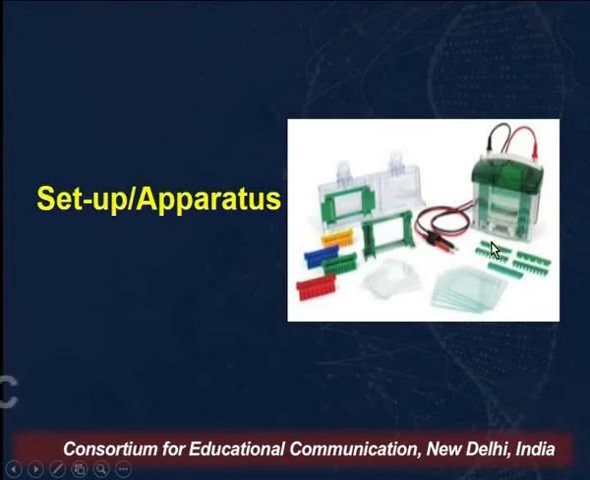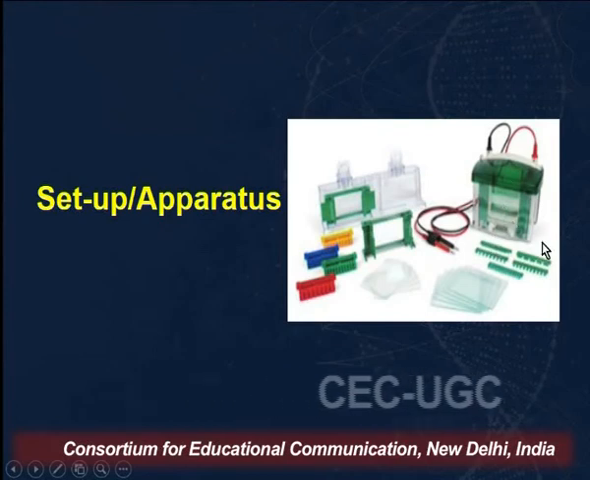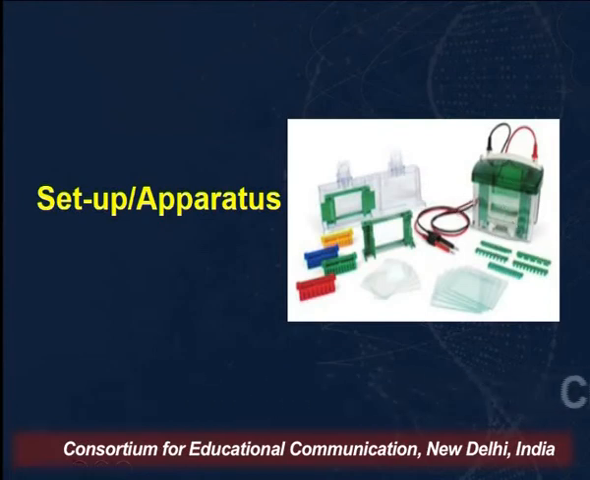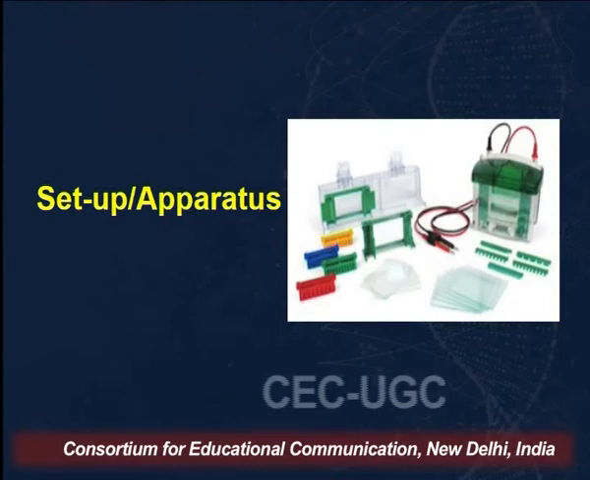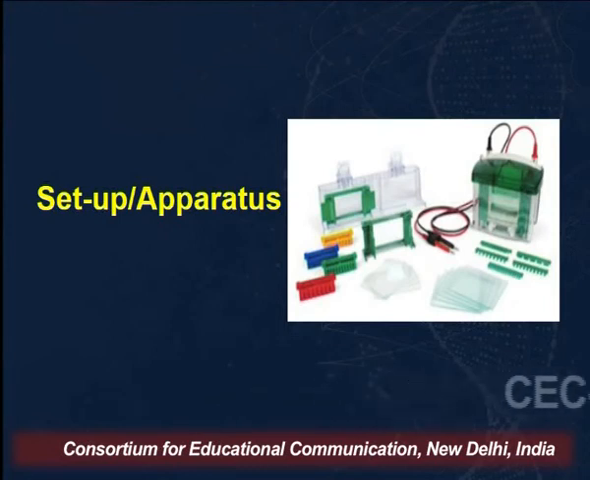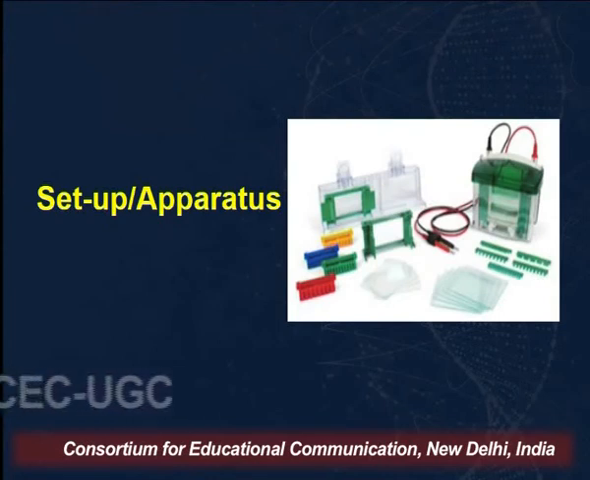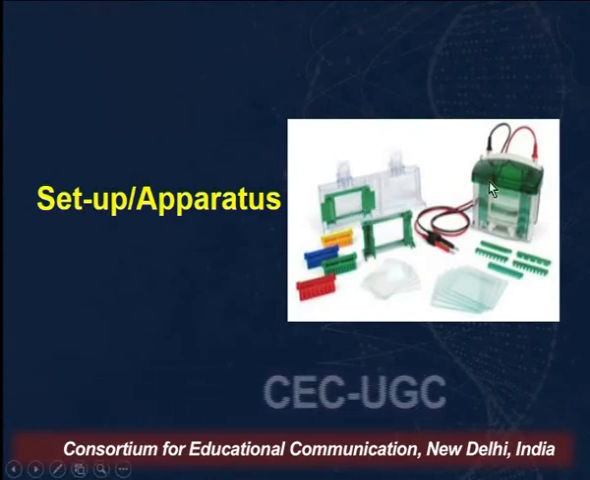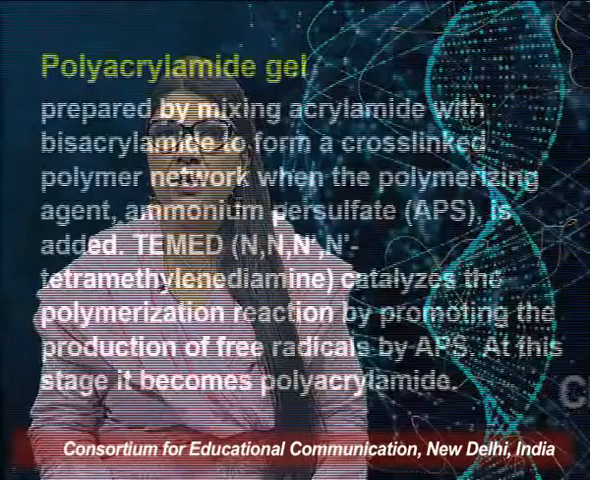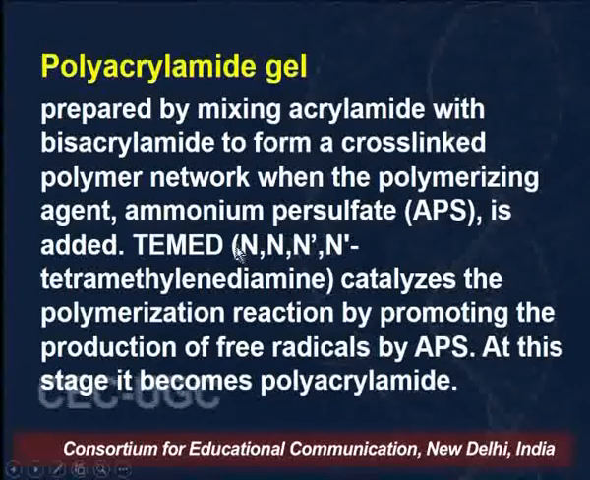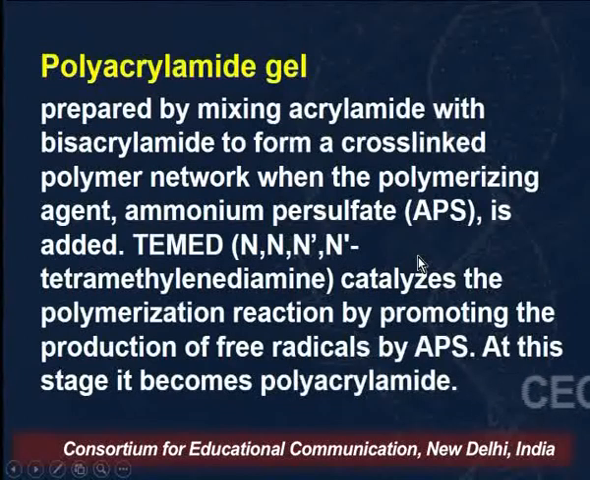Obviously you will run a marker along with it if you want to know the size of the different protein molecules, and you can just run this gel. You can connect it to a power pack supplying the power. Again there will be different electrodes, and because all the peptides are negatively charged, they will run towards the positively charged electrode. These setups are provided by various companies, but these are the basic components of a gel running system. Now the polyacrylamide gel is prepared by mixing acrylamide with bisacrylamide to form a cross-linked polymer network when the polymerizing agent, ammonium persulfate (APS), is added.